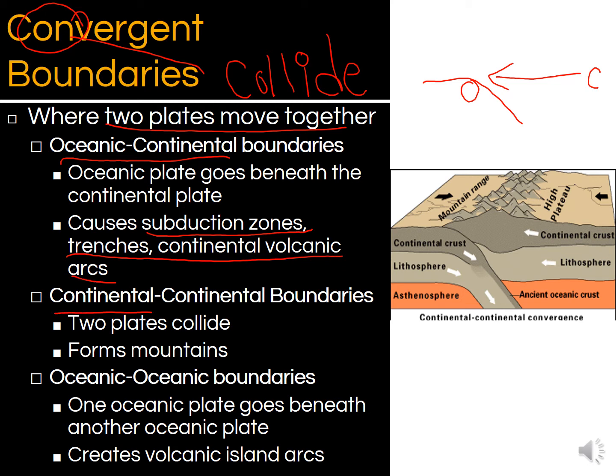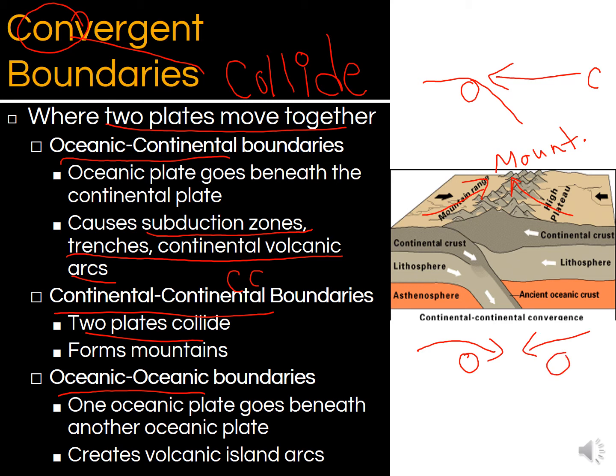Continental, continental. So this is CC. Makes two collide. So continental, continental, and we get mountains, right? Oceanic, oceanic. When that happens, this will make one go under the other. So our oceanic plates begin to go under another oceanic plate. This creates volcanic island arcs.